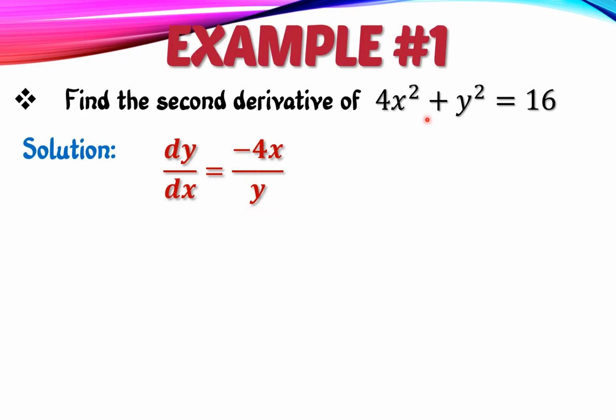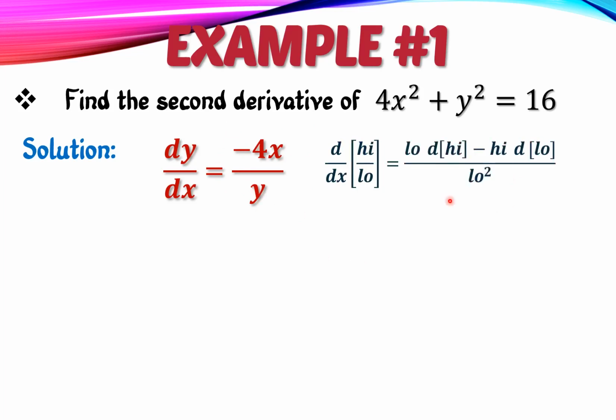Remember these two expressions because we will be using them as we solve for the second derivative. Now, to get the second derivative, we have to get the derivative of the first derivative. Since this one is a quotient, we will apply the quotient rule. If you still remember, we have this acronym: the high refers to your numerator and low refers to your denominator.